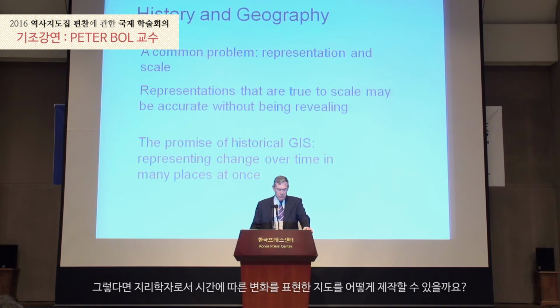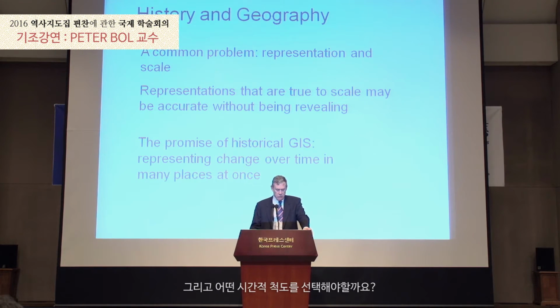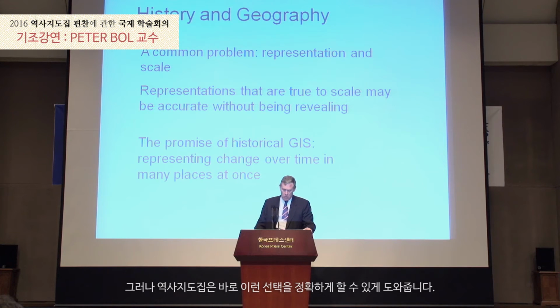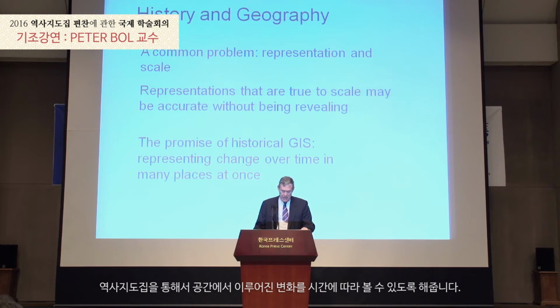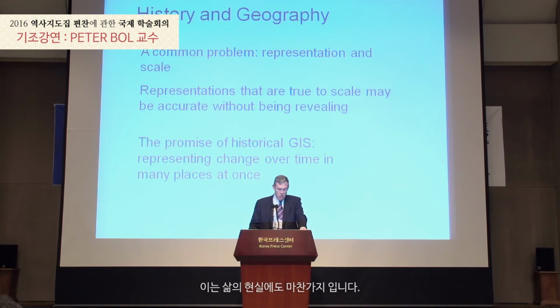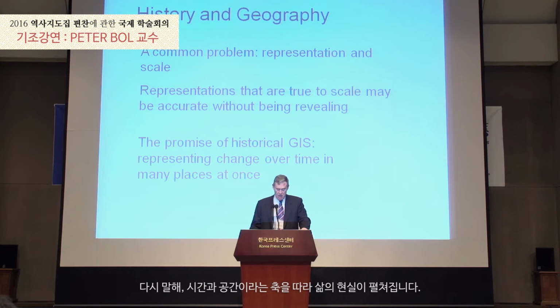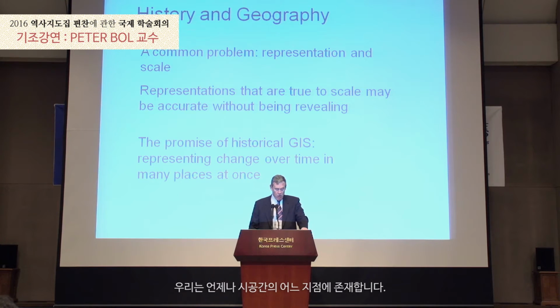And how would it be possible for geographers to create a map that represented all change over time? At what scale could they do so? Yet a historical atlas sets out to do exactly this, to help us see change over time taking place through space. This is true to reality itself. It unfolds along the axes of space and time. We are always somewhere in space, somewhere in time.